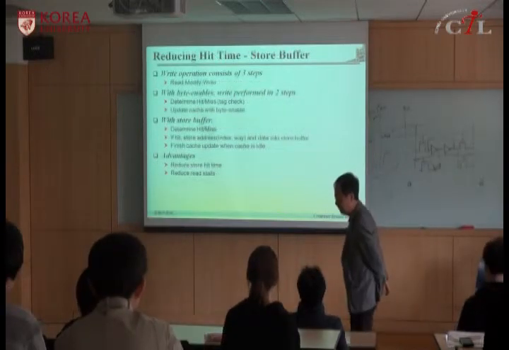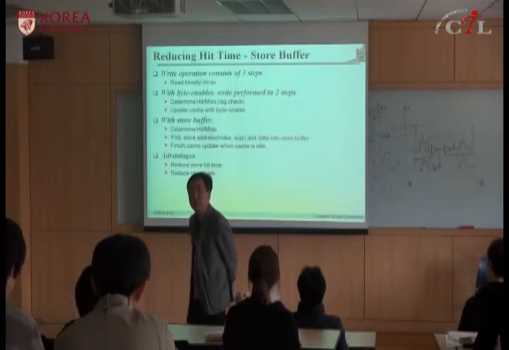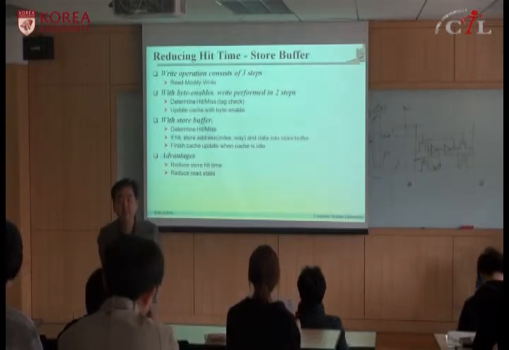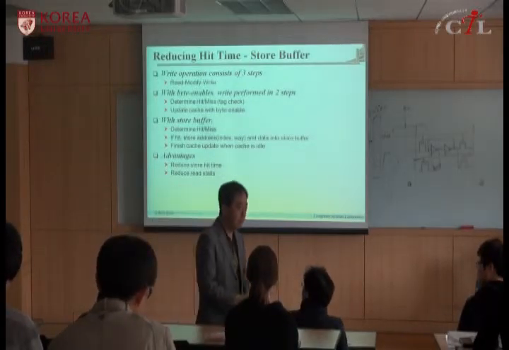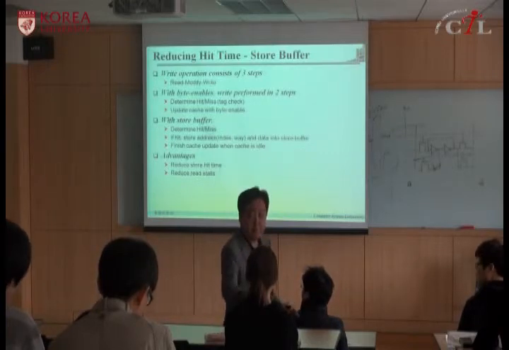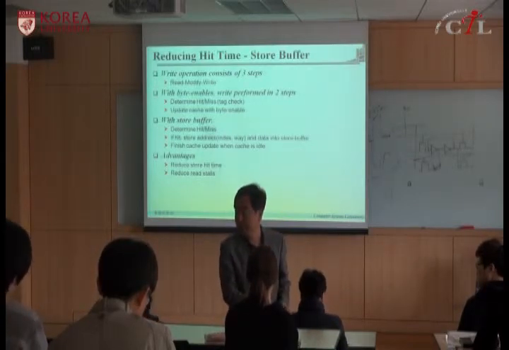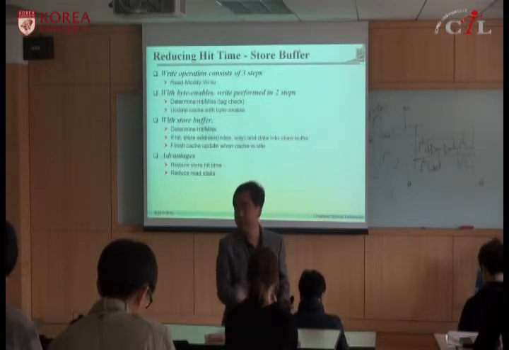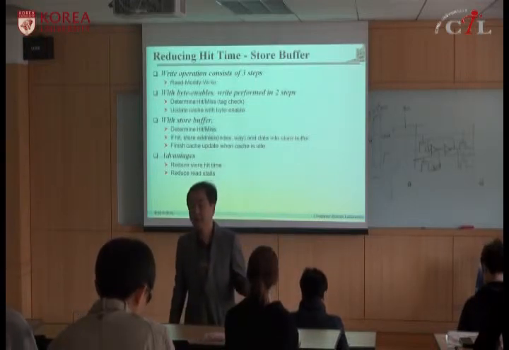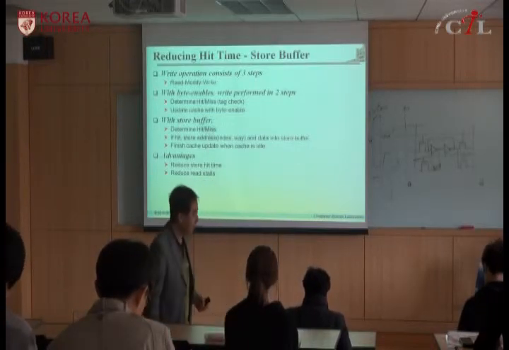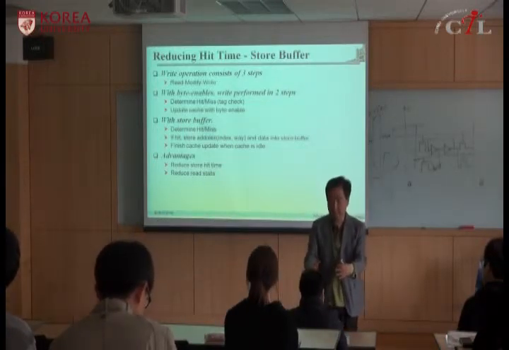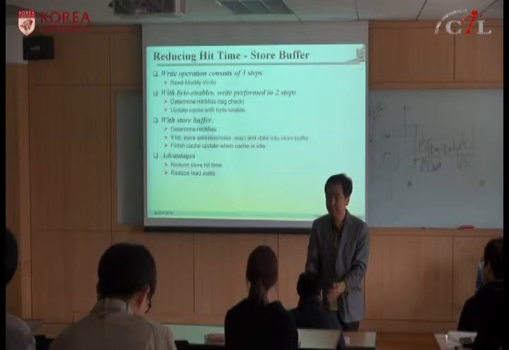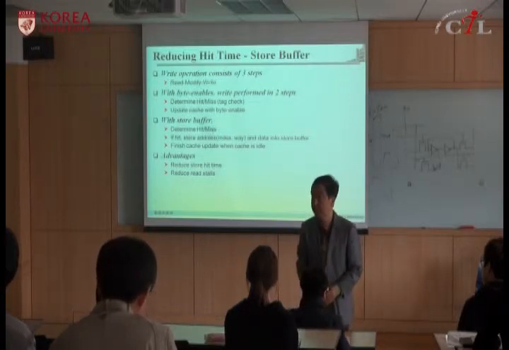Okay, let's think about another buffer called the store buffer. This is different from the write buffer. So this is a cache memory. The write buffer sits between the cache and memory. You want to reduce the miss penalty. You just write into the write buffer and you're done, and the write buffer writes to the memory. The store buffer is between the pipeline and the cache. Here. Okay, this is the write buffer and this is the store buffer.